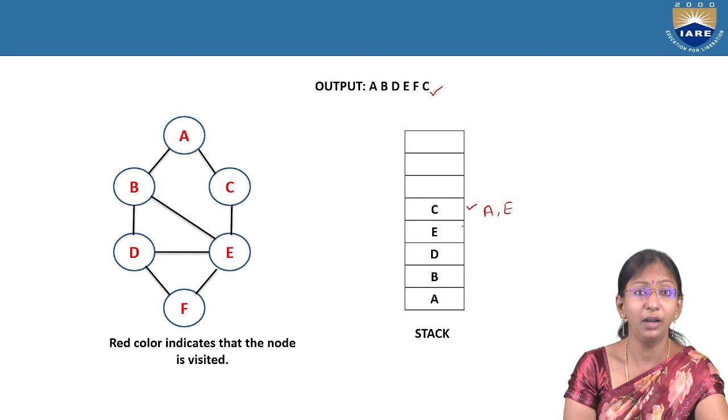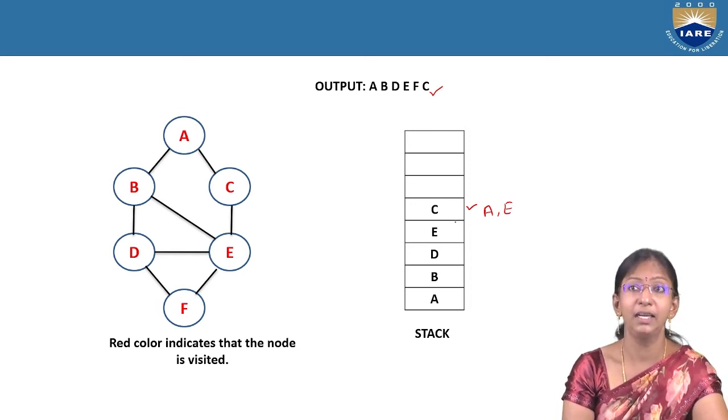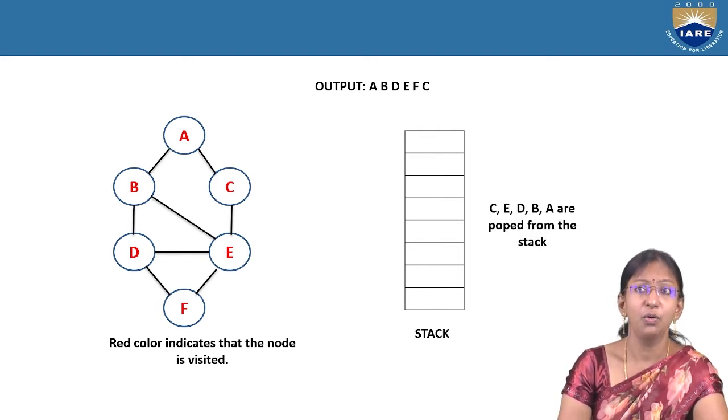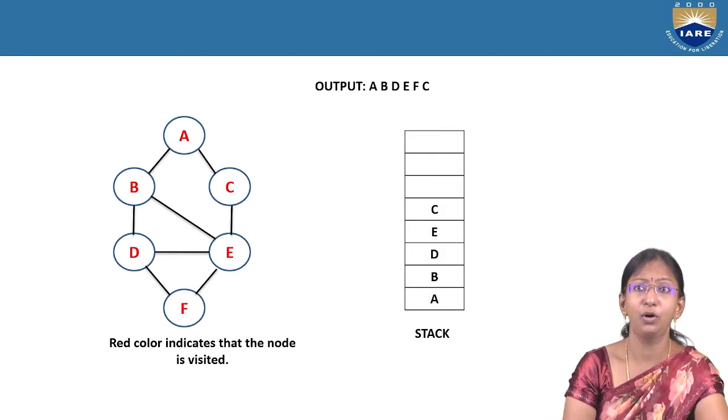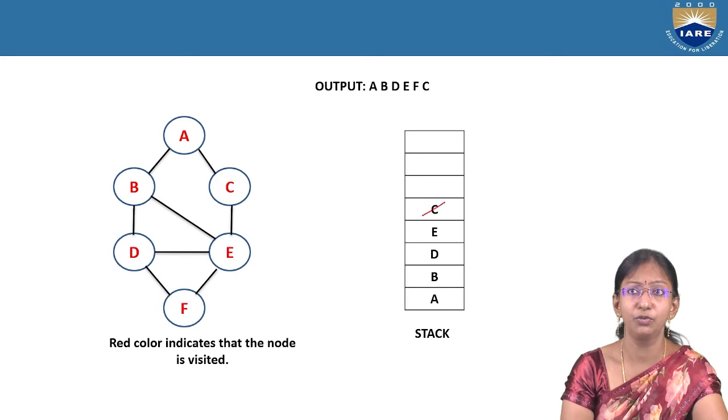Then who are the unvisited neighbors of C? Both A and E are visited. So there is no unvisited neighbor of C. So what do we have to do? We have to take step 2, pop C from the stack. Remove it from the stack. Once you remove that, what will you have on top? Have a look at this one. If you remove it, on the top you are going to have E.